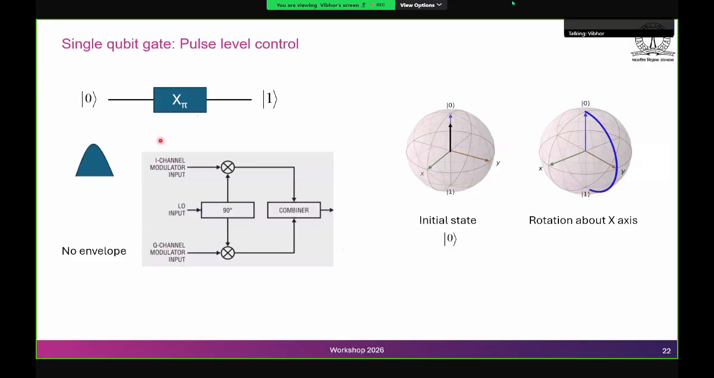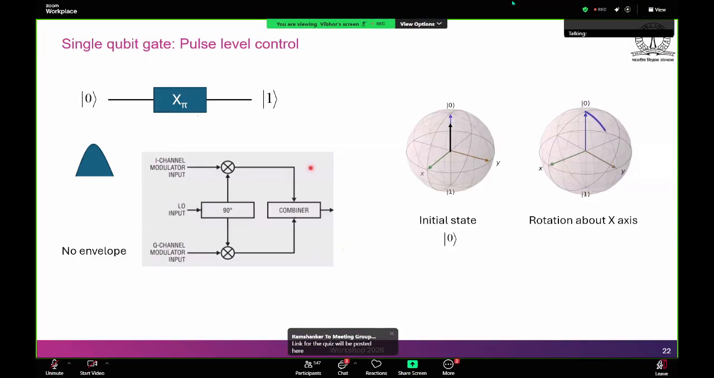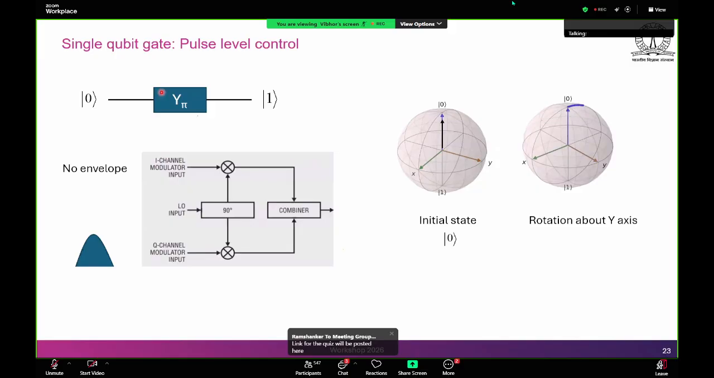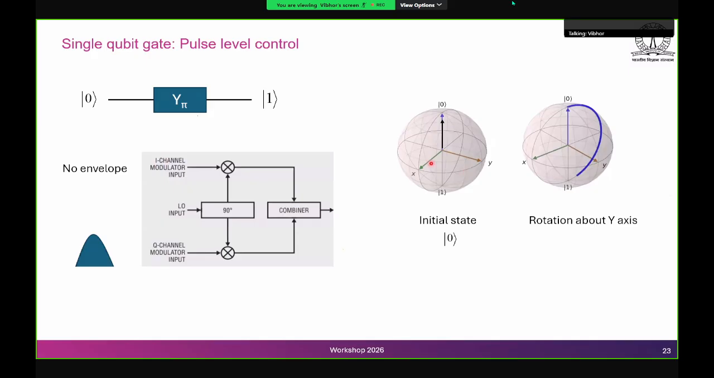Okay, so that will implement a rotation about the x-axis by an amount pi. Similarly, we can also implement rotation about the y-axis by sending no envelope through the I channel and using only the Q channel. That will implement a rotation about the y-axis. So if the initial state is 0, we'll have it transferred into 1, but that rotation will be implemented about the y-axis. So this is one way you can visualize that the simple operation that we had as a matrix at the very beginning can be realized by sending microwave pulses.